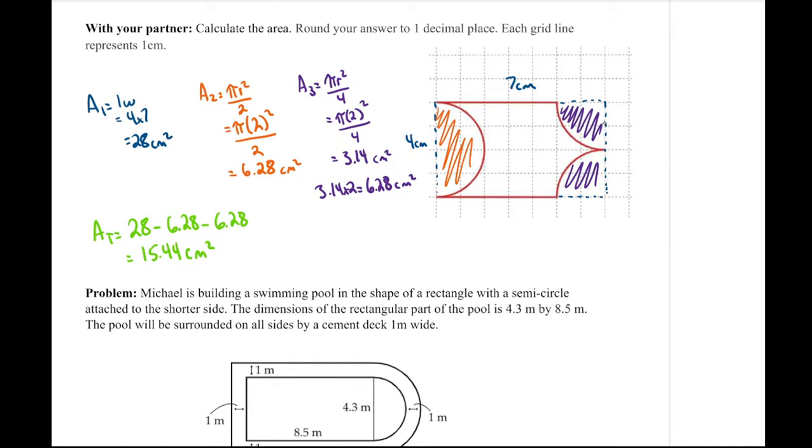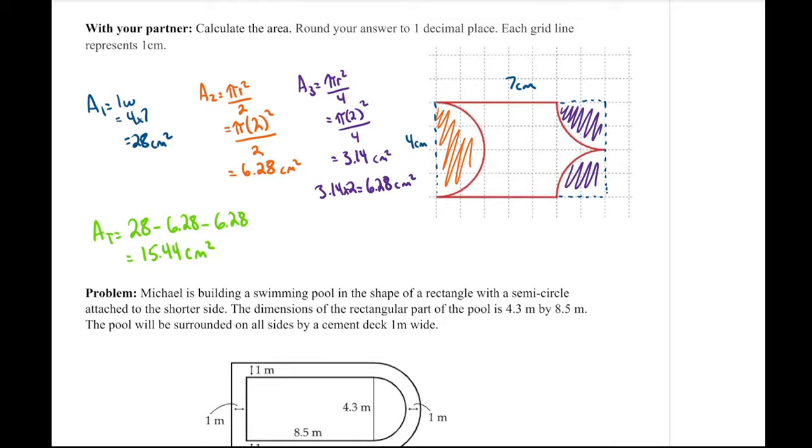Now at that point you may have recognized, or even before, that these quarter circles and this half circle have the same radius. So if I have a half circle and 2 quarter circles, I basically am removing a full circle. So you might have only done one area formula for the area of a circle with the radius of 2 and then started your subtraction.